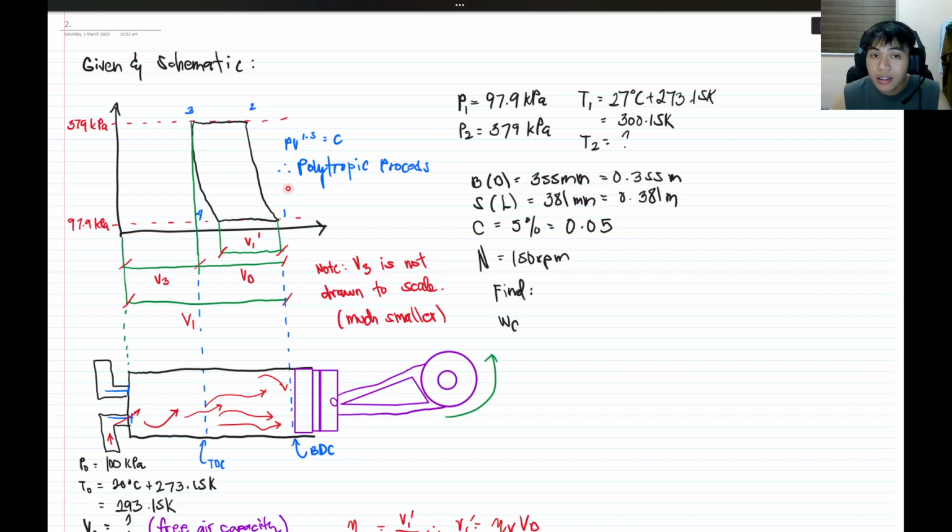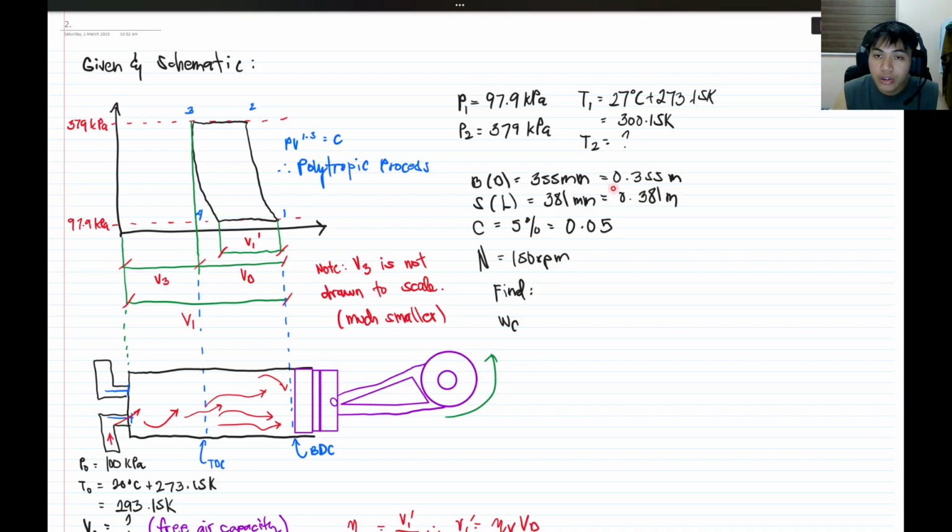So, from the statement of our problem, we have PV raised to N. We can deduce from that that it is a polytropic process. Writing our givens, the translation of our givens here: the bore would be the diameter, the stroke would be the length, and there's also an N, but let's get to that much later.